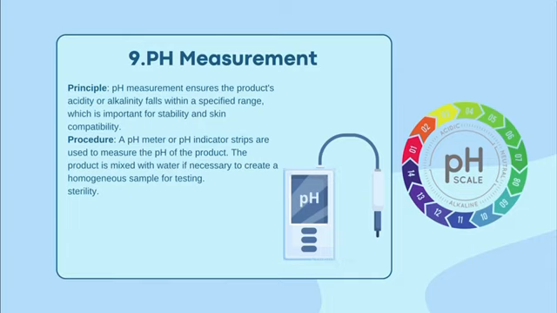Procedure: a pH meter or pH indicator strips are used to measure the pH of the product. The product is mixed with water if necessary to create a homogeneous sample for testing.